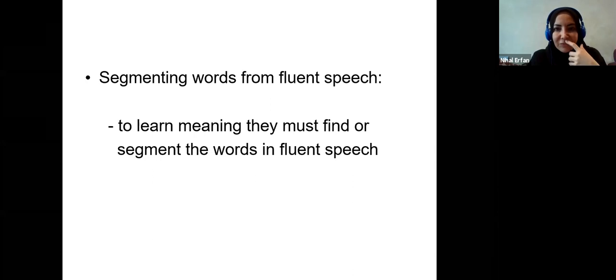So segmenting words from fluent speech. If you're learning a language and you've understood some words, okay? So you understood some nouns, some verbs, all right? And then these are in the middle of other words that you don't understand. So obviously when you hear it, you will pick up on the words that you do understand. So you can segment these words from fluent speech.